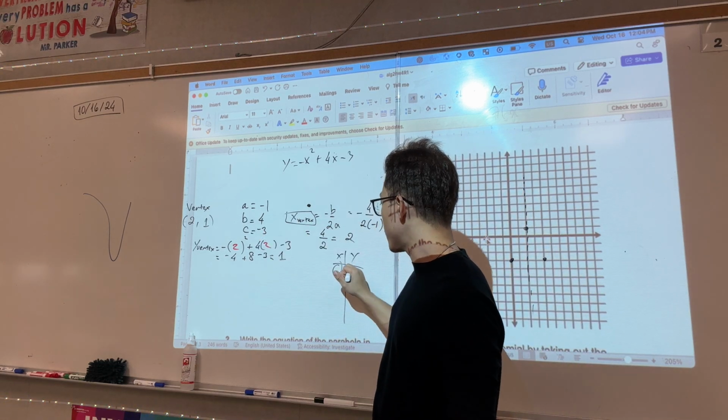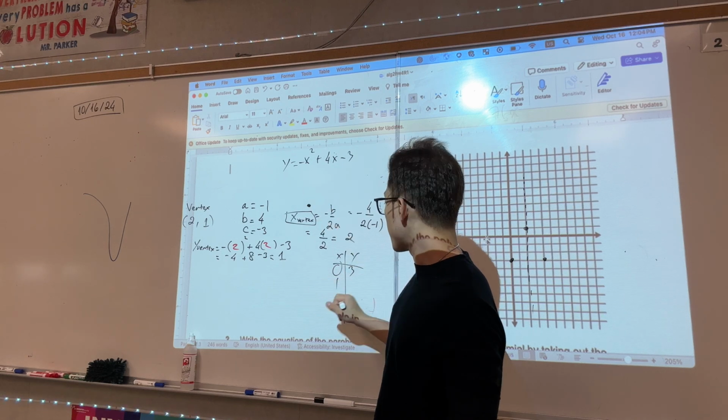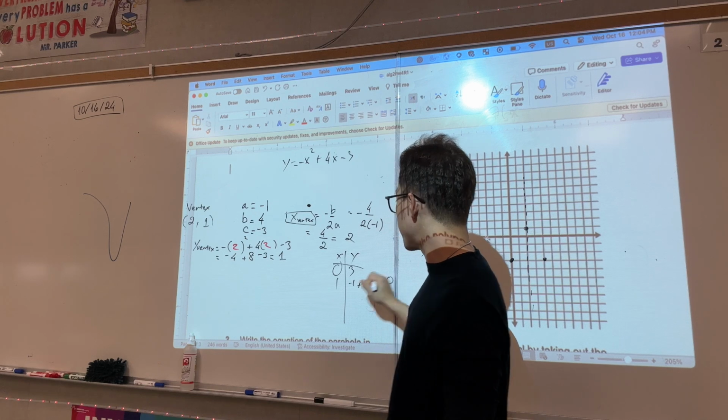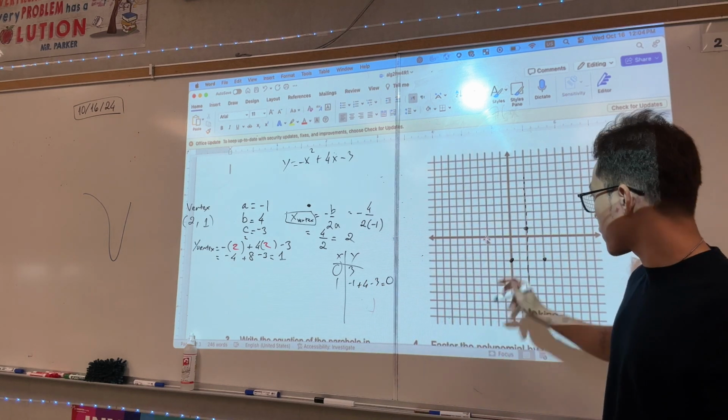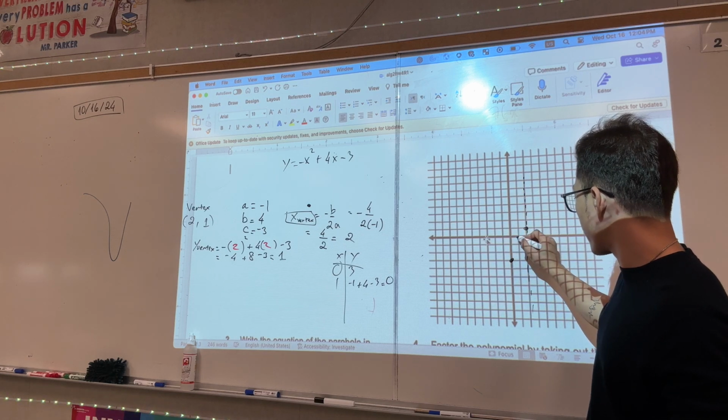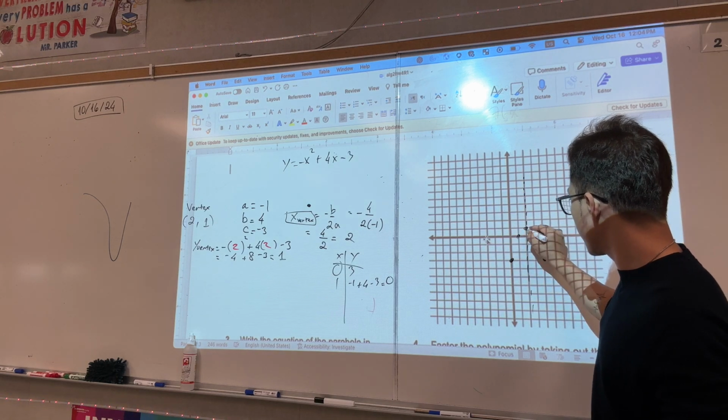What is the next point you're going to use? 1. So plug in 1, I have negative 1 plus 4 minus 3. It's going to be 0. Right? So the point is (1, 0), right here.